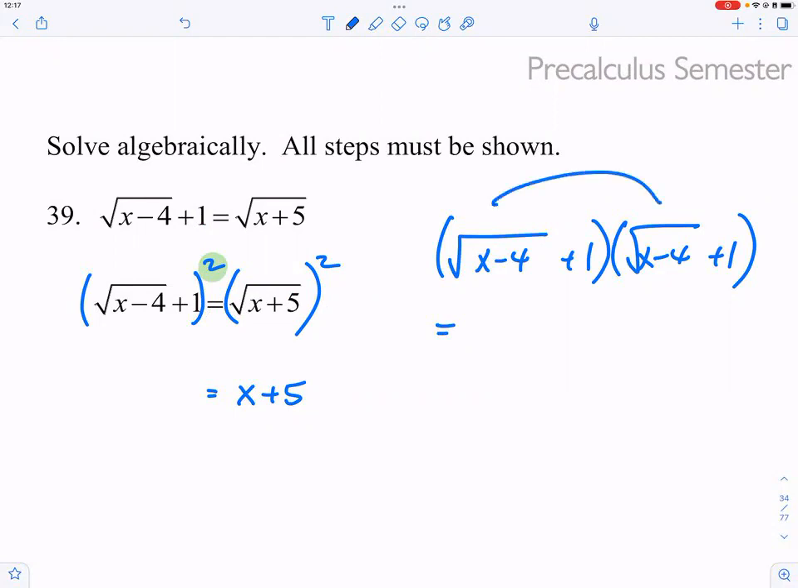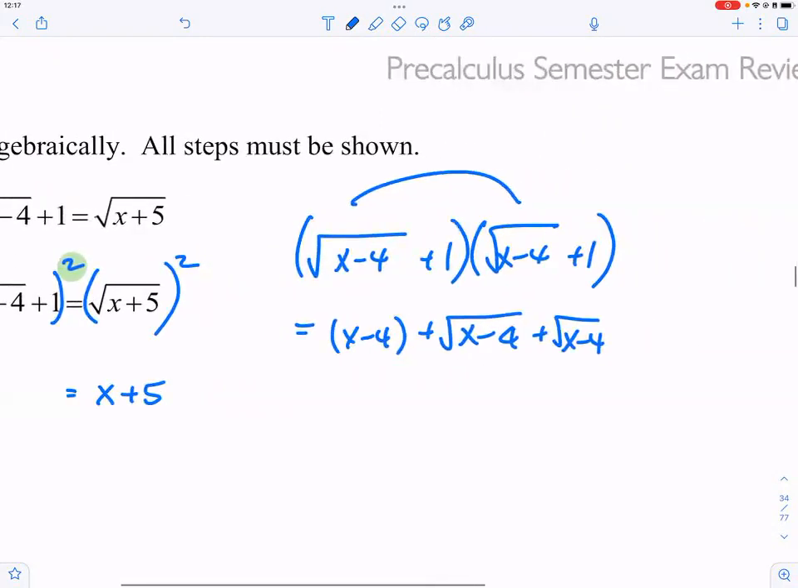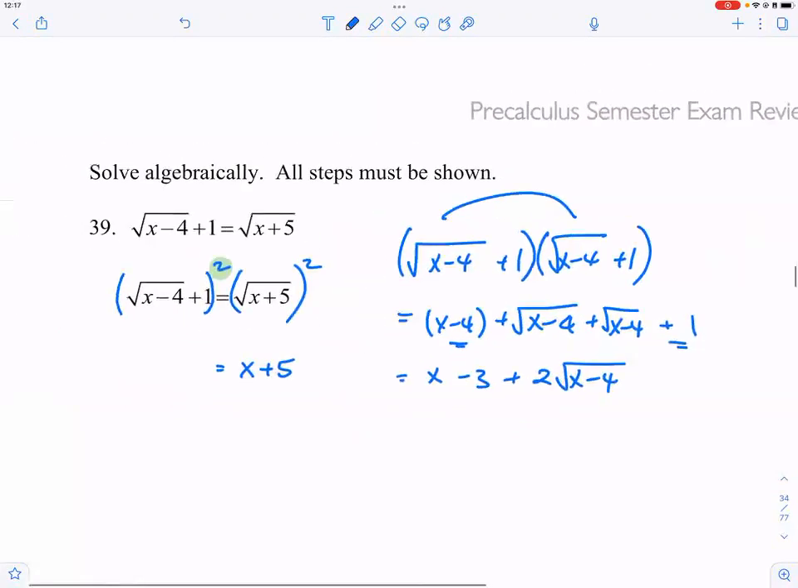So first, square root of x minus 4 times square root of x minus 4, you will have simply x minus 4. And then you have square root of x minus 4 when you do your outside. And then you have another square root of x minus 4 when you do your inside. And then you have a plus 1 when you do your last term. So altogether you have x, and then minus 4 plus 1, you have minus 3. And then you have 2 square root of x minus 4. So that's what the left-hand side is supposed to be: x minus 3 plus 2 square root of x minus 4.